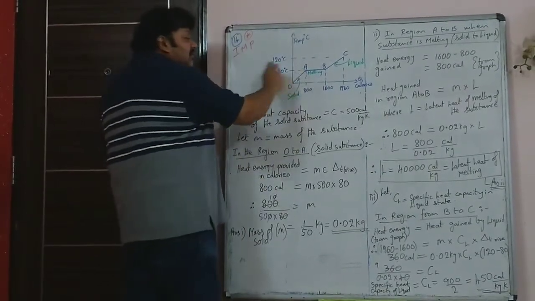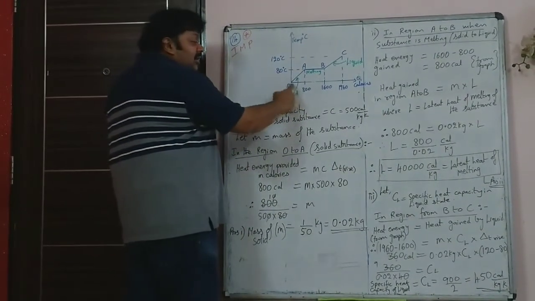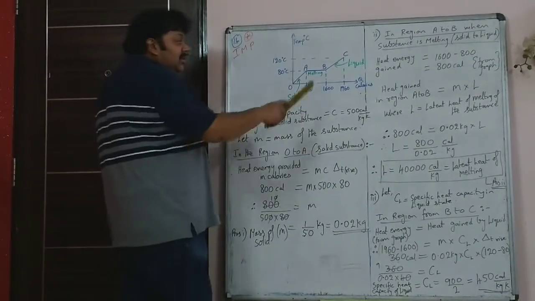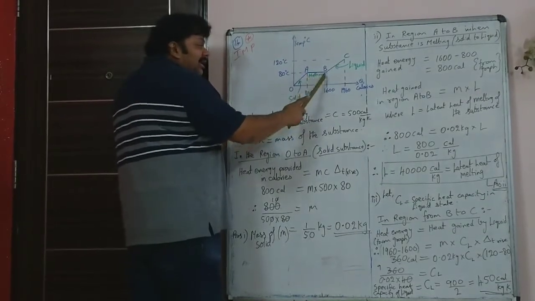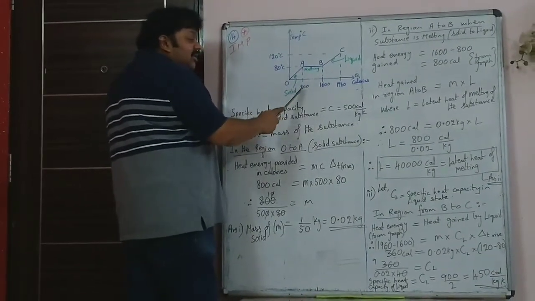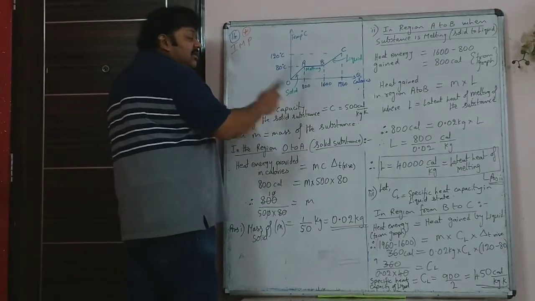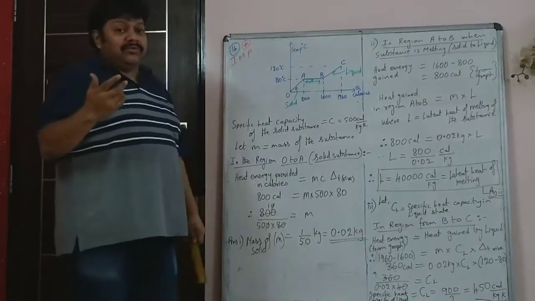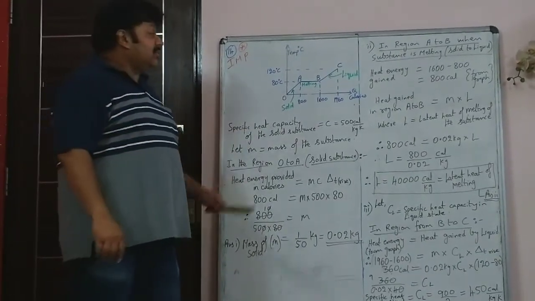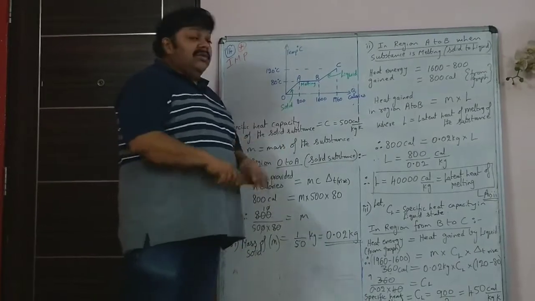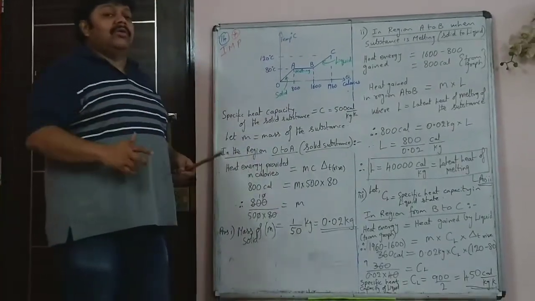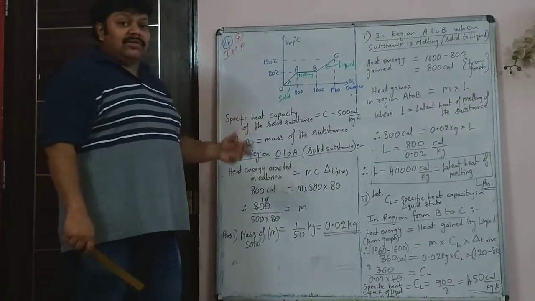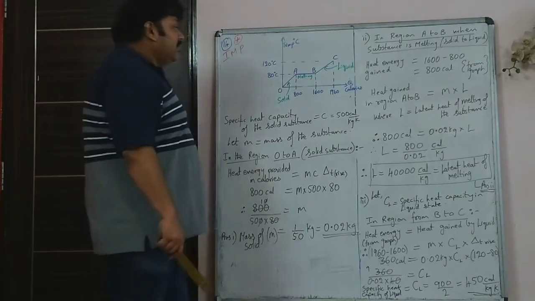For example, in the region 0 to A, the heat energy rise is 800 minus 0, so 800 calorie. In the region A to B, the heat gained by the substance is 1600 minus 800, which again is 800 calorie. And what is all that heat doing? It is not raising the temperature of the substance. What happens is, it is breaking the strong intermolecular forces of attraction which exist in the solid substance, and it is converting it into the liquid form.